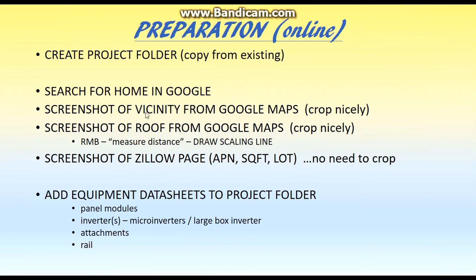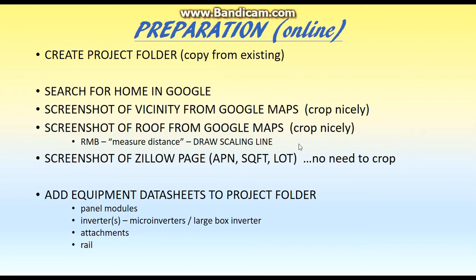I'll take a screenshot of the vicinity from Google Maps, and then I'll crop it to make it nice to be able to put anywhere in my plan set. And then I'll also take a screenshot of the roof satellite view from Google Maps. And in this satellite view, I need to right mouse button click, and I need to draw a scaling line. And the command is right mouse button click, measure distance within Google Maps. Now if you're outside the United States, typically it draws this line in meters. If you're inside the United States, typically it draws the line in feet, you will notice.